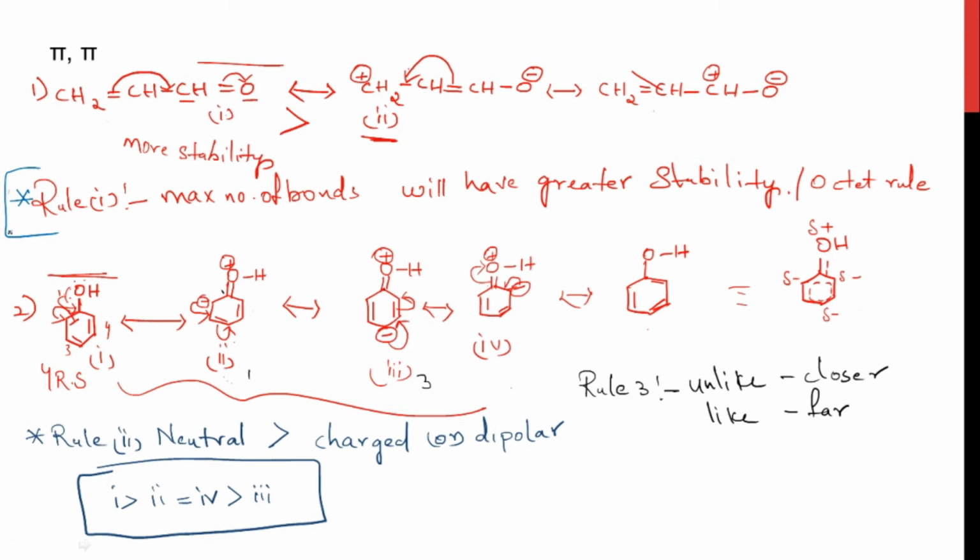So these three rules will help us to order the resonating structures according to their stability. Okay, so these are the three rules. We will also study one more rule. Okay, coming to the next category. Yesterday we learned the resonance structure and the resonance hybrid. I feel this practice session is helping you to enhance the knowledge of resonance.